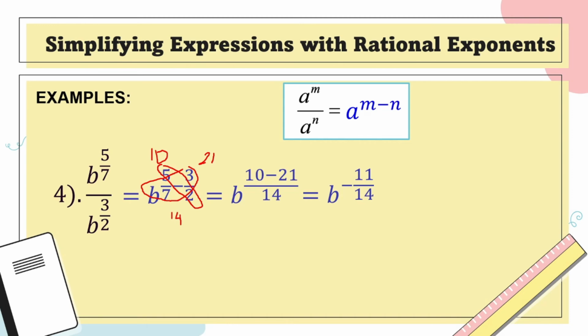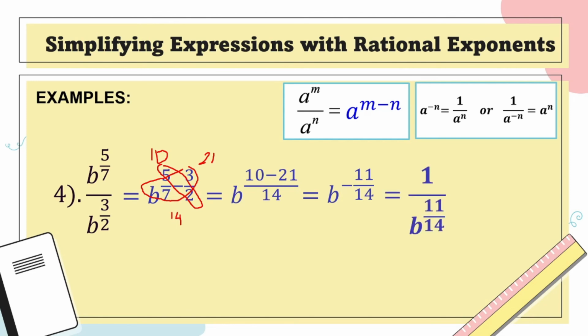Before we get the final answer, you'll notice that our exponent is negative. We can also apply the law of exponent that when the exponent is negative, if it is in the numerator, it moves down as the denominator. If it is in the denominator and its exponent is negative, it becomes the numerator. So we can apply this. The final answer is 1 over b raised to 11 over 14.